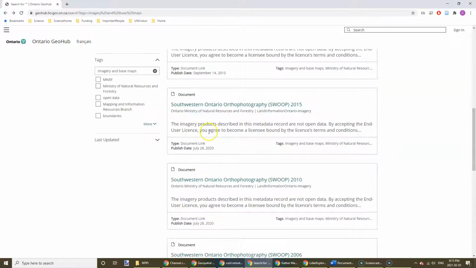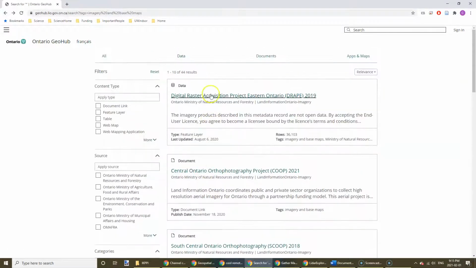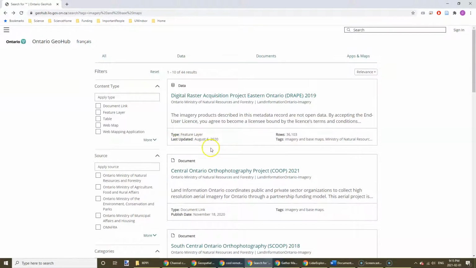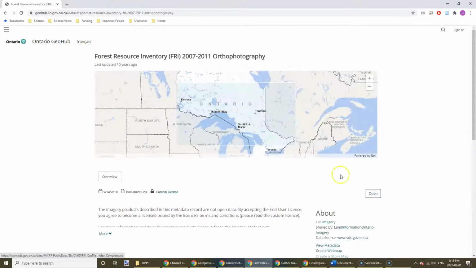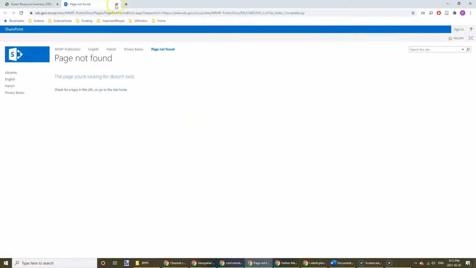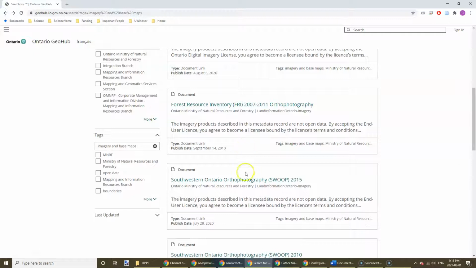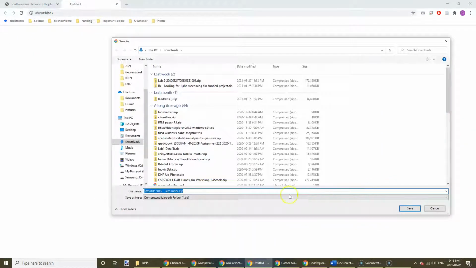There are other ones like Drape, Scoop, all these other sort of orthophotography, so digital raster photography for the east or around Ottawa. There's that data set. Fire Resource Inventory has some other orthophotography. Some of them you can open into their browser too, not always the best for the Ministry of Natural Resources. But you can kind of see the idea of what this is supposed to be.